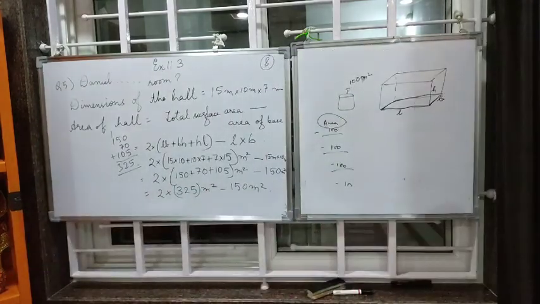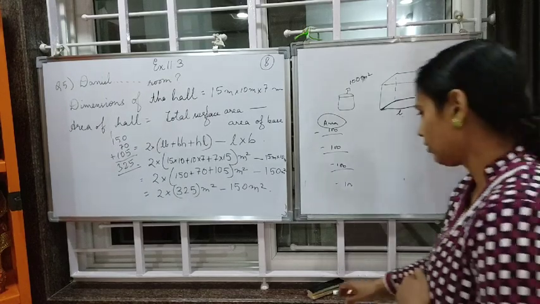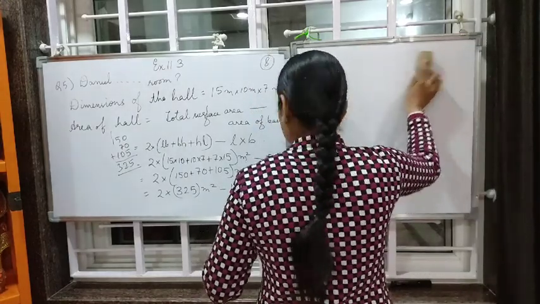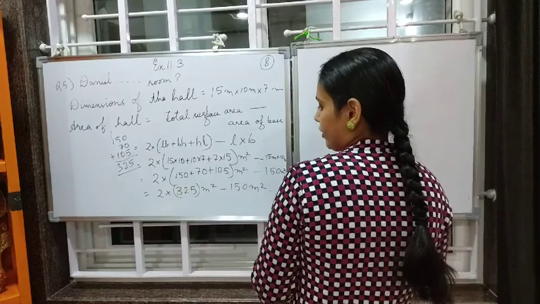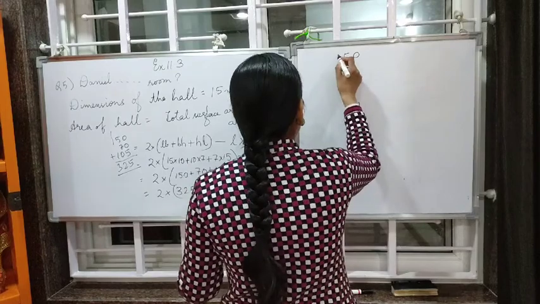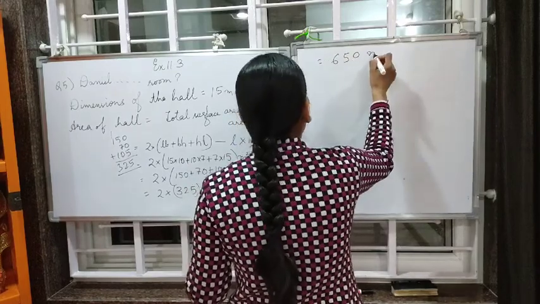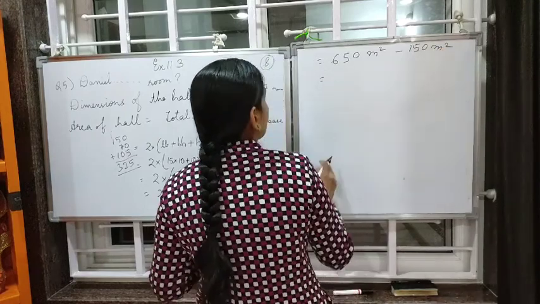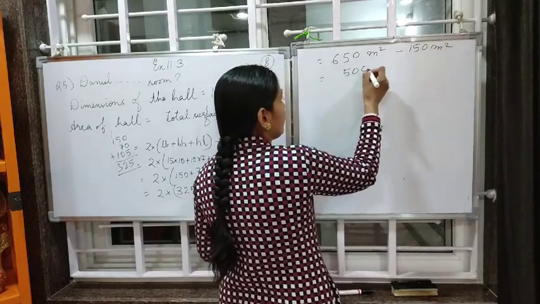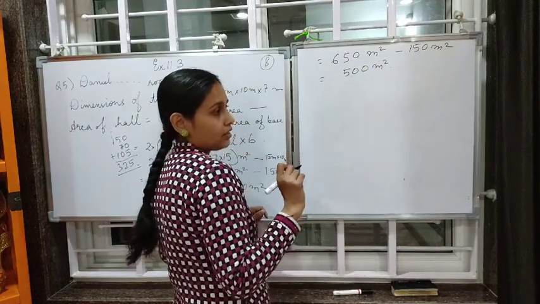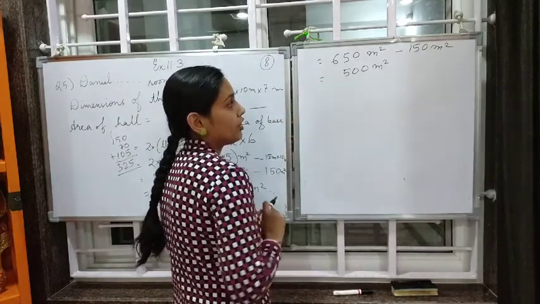Now let me erase the board. Let's multiply 2 and 325. 5 2s are 10, 2 2s are 4, 5. 2 3s are 6. So 650 meter square minus 150 meter square is equal to 500 meter square. Now what we have to find out? We have to find out the number of cans needed to paint 500 meter square of area.